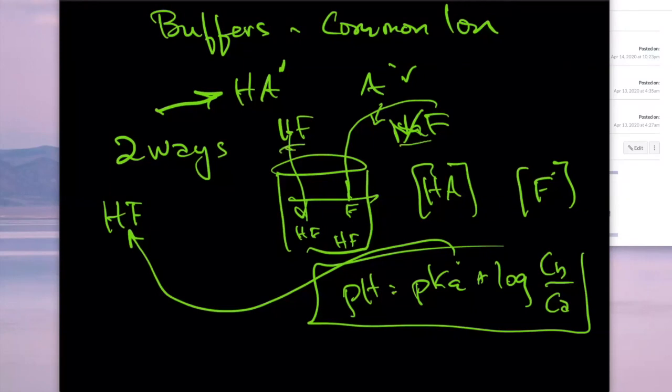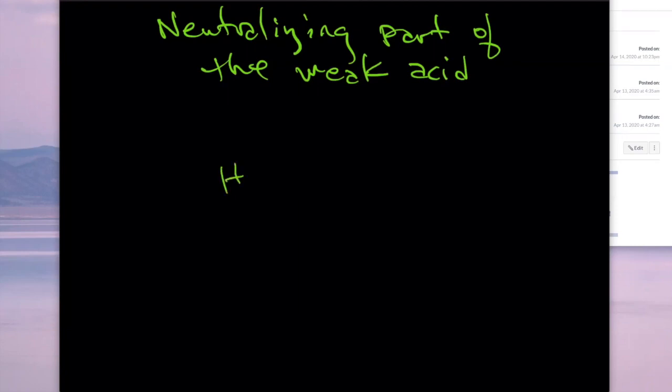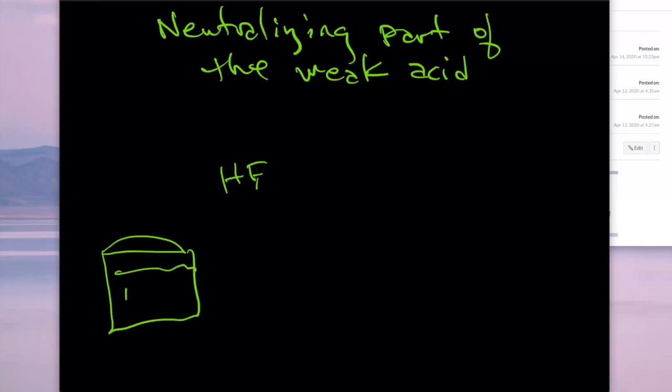The second way of getting a buffer is by neutralizing part of the weak acid. What do I mean by neutralizing? Well, here's what I mean. Let's say that we have HF again. Okay, it's a weak acid. So this is our beaker. We have HF. But instead of adding F minus directly, what we're going to do is we're going to introduce a strong base like sodium hydroxide.